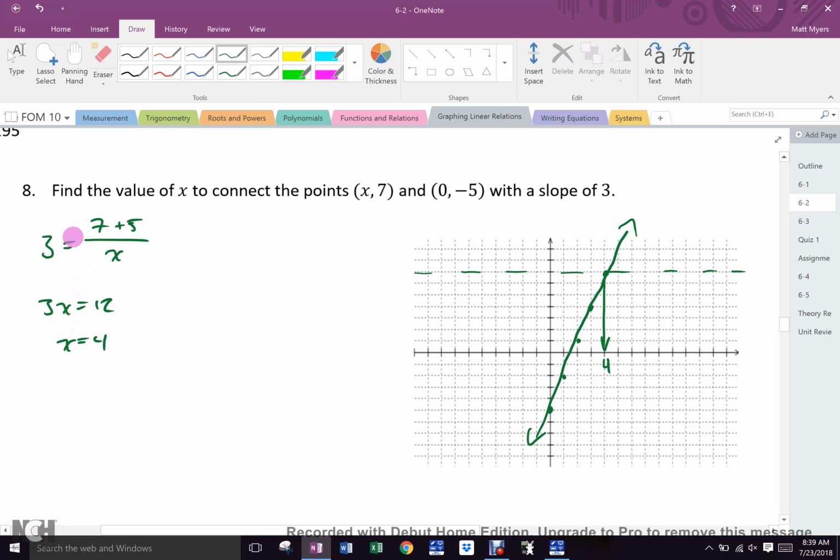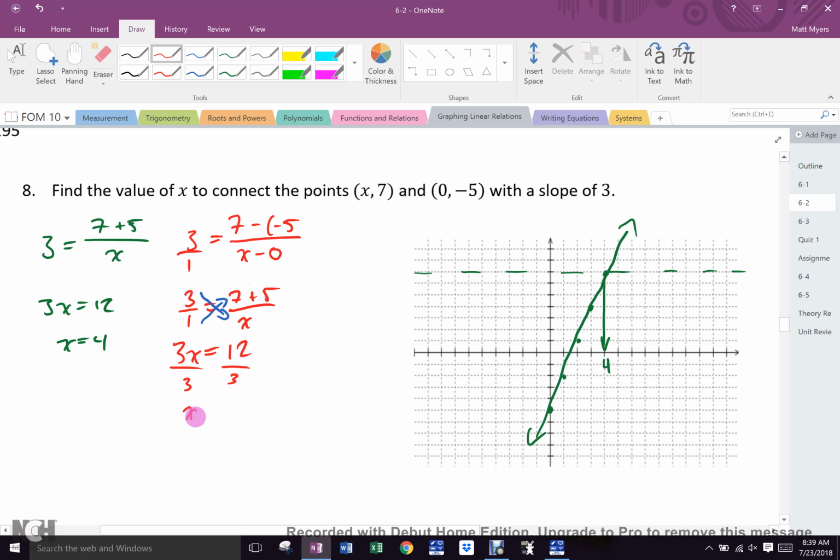Now, obviously, this does not show all the steps, right? Do people need to see all the steps here? So that, of course, is 3 equals 7 minus 5 over x minus 0. 7 minus 5 is really 7 plus 5. X minus 0 is x. Then I cross multiply, 3x equals 1 times 7 plus 5, which is 12. Then I divide both sides by 3, and x equals 4.